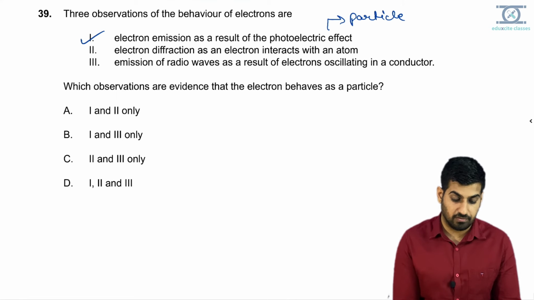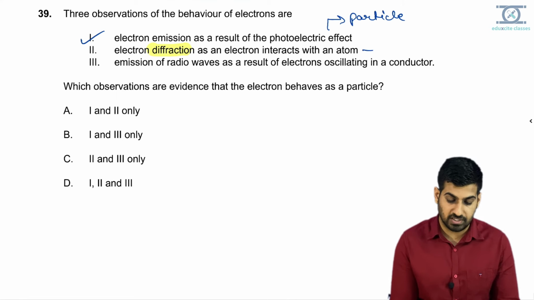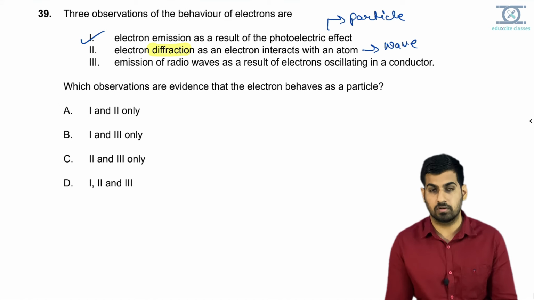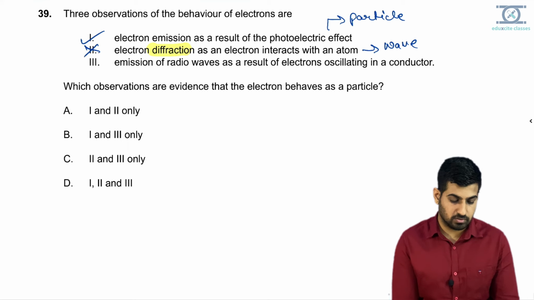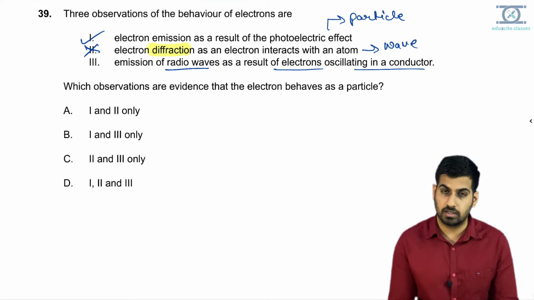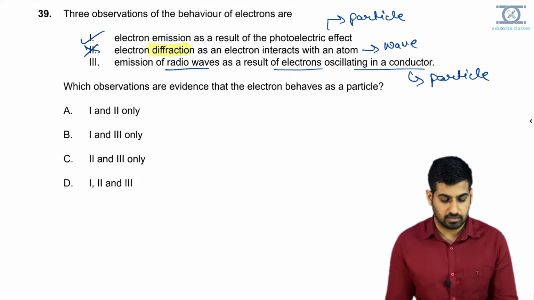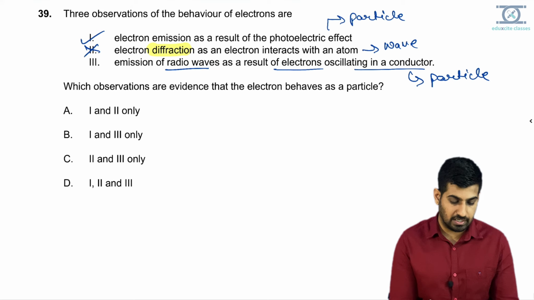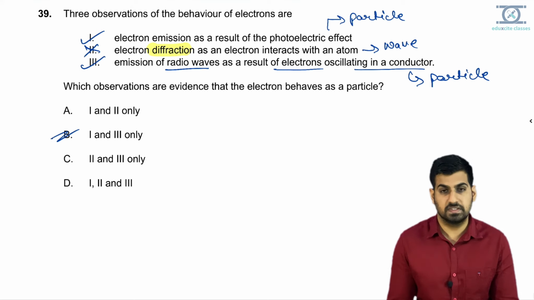Electron diffraction. Students, please note, diffraction is the phenomenon related to the wave nature of the electron. So this does not support. Third, emission of radio waves as a result of electrons oscillating in a conductor. Yes, this is a particle nature, which proves that the electron behaves as a particle. So yes, only 1 and 3, that is option B, is the right answer.